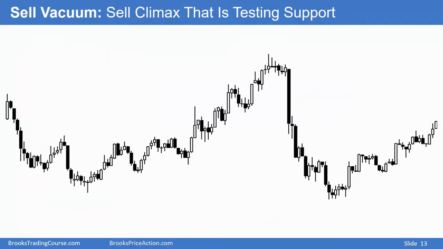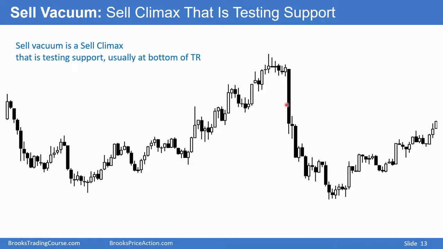Whenever you get a strong sell-off like this that reverses up, it's usually a sell vacuum test of support, even if you don't see the support. Very strong sell-off, another sell climax, another sell climax, and then a reversal. This is probably a sell vacuum test of support. For example, it's testing this prior low.